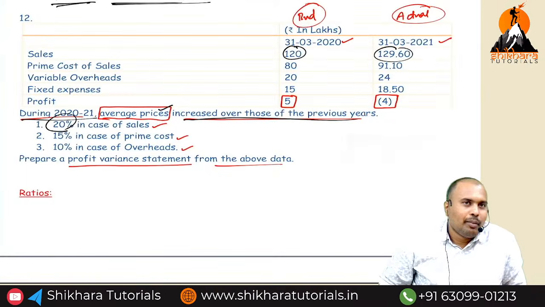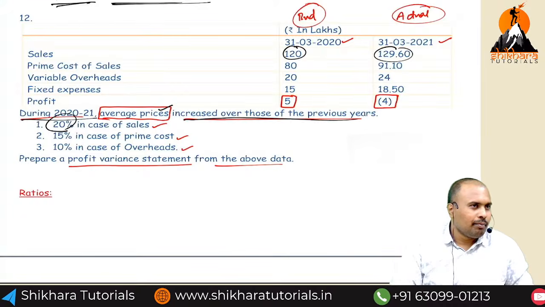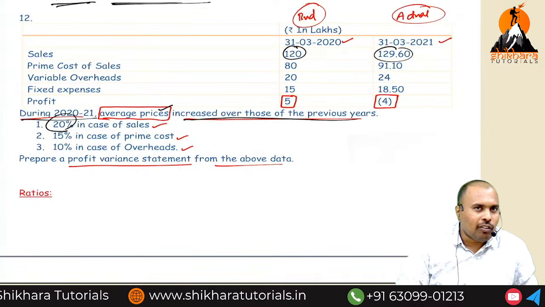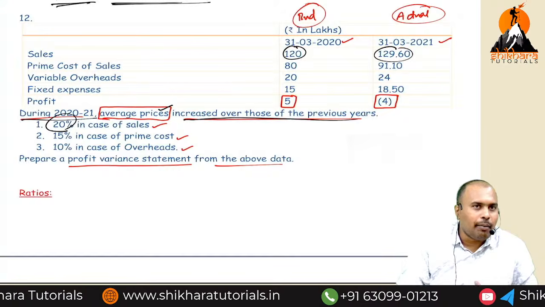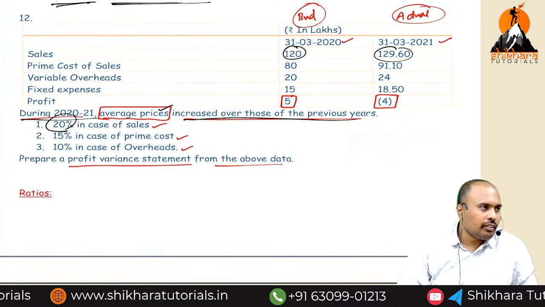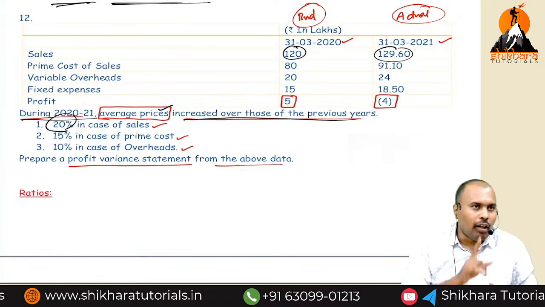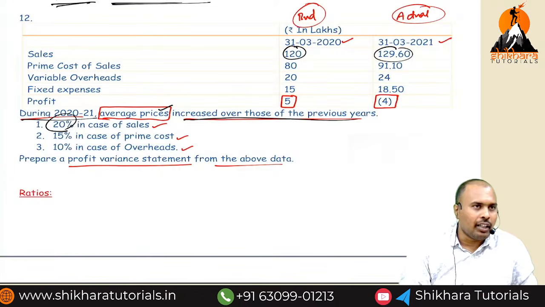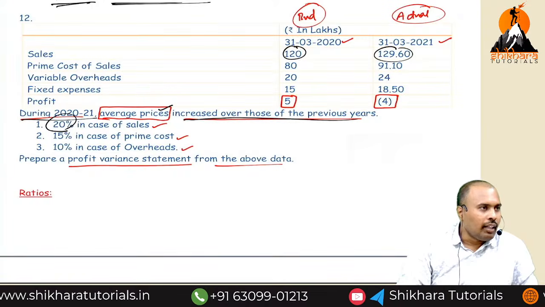129.6. Both ways you can check it. 129.6 matching or not? So price is increasing by 20%. Volume is decreasing by 10%. Clear with that? If one is given, the other one we can find out. Anyhow, they have given that price is increasing by 20%.